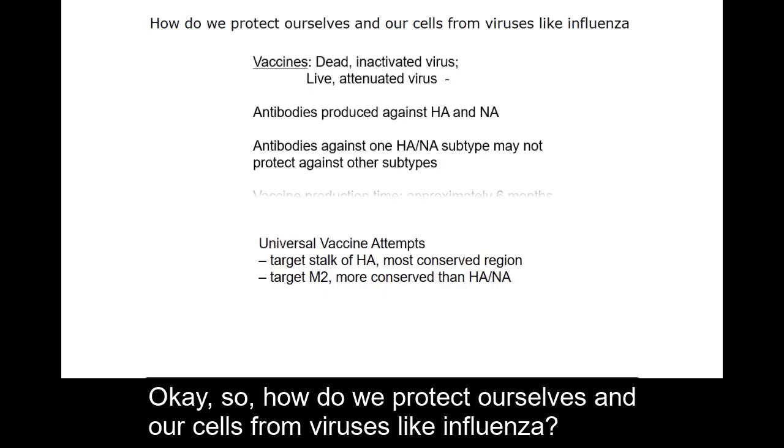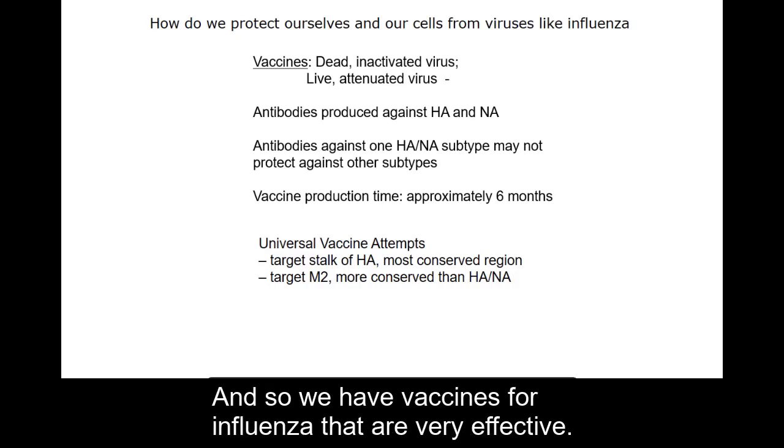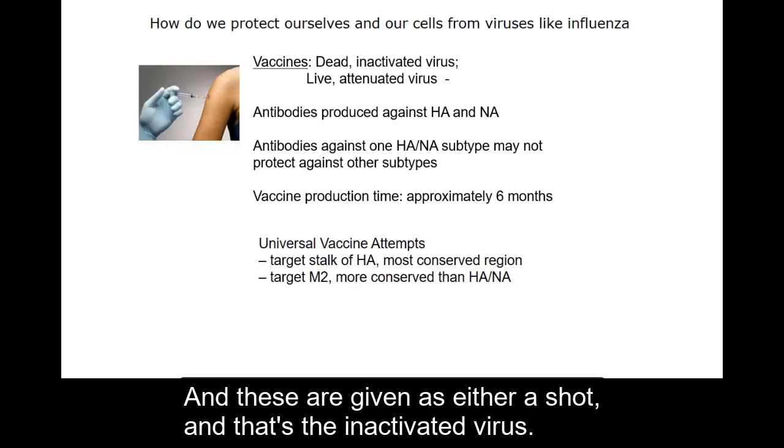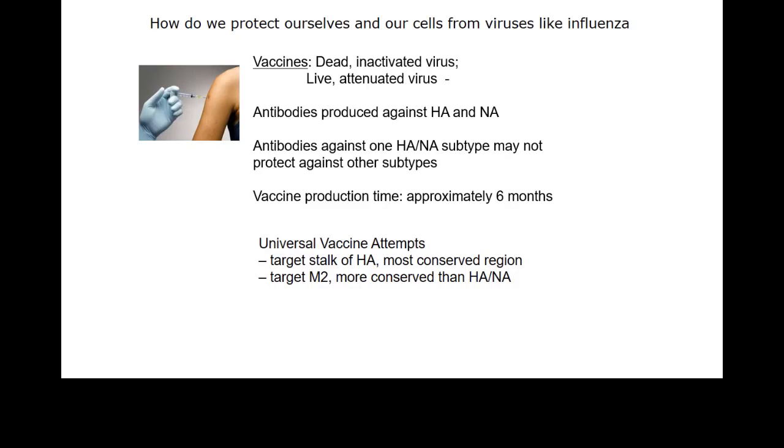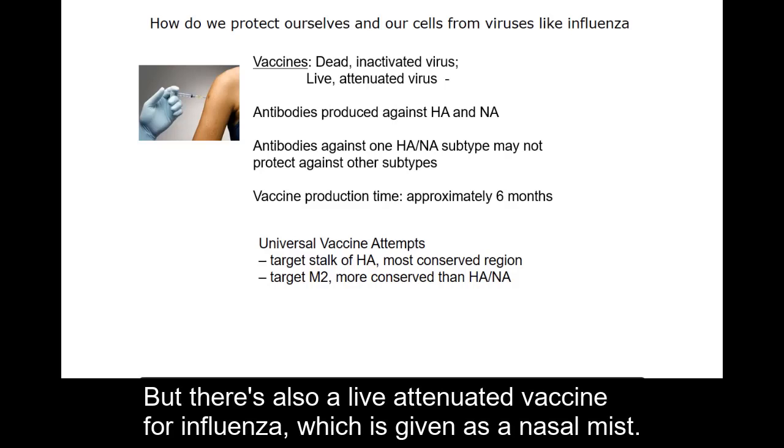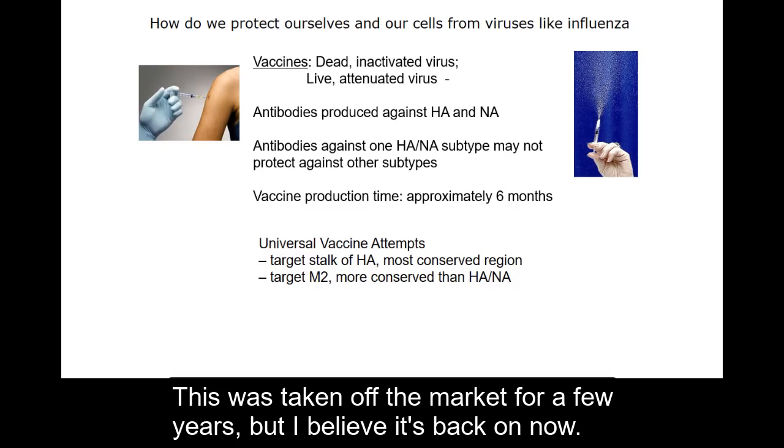Okay, so how do we protect ourselves and our cells from viruses like influenza? We have vaccines for influenza that are very effective, and these are given as either a shot, that's the inactivated virus, so that's a dead vaccine virus, but there's also a live attenuated vaccine for influenza, which is given as a nasal mist. This was taken off the market for a few years, but I believe it's back on now.